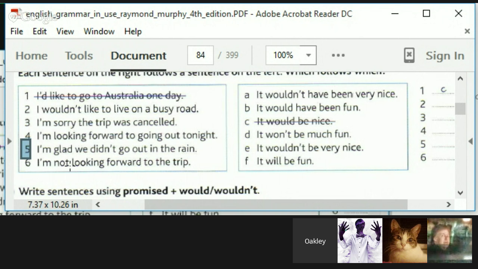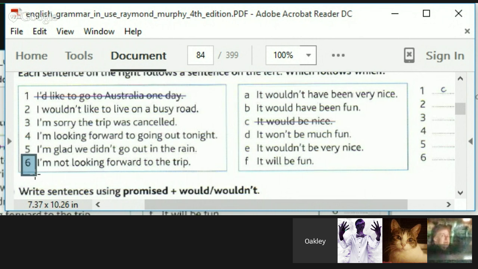Sure. Carolina, number 5. I'm glad we didn't go out in the rain. It wouldn't have been very nice. There you go. Didn't. Past tense. It wouldn't have been very nice. Very good. That's right. Okay, last one here.